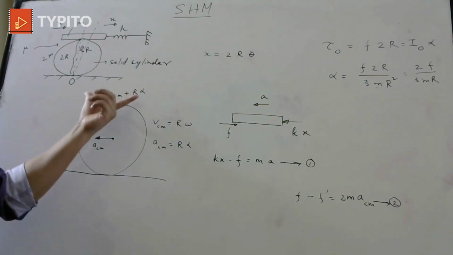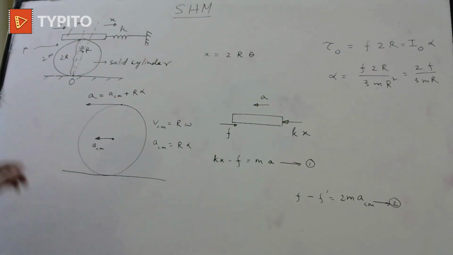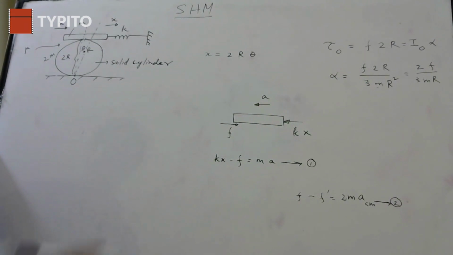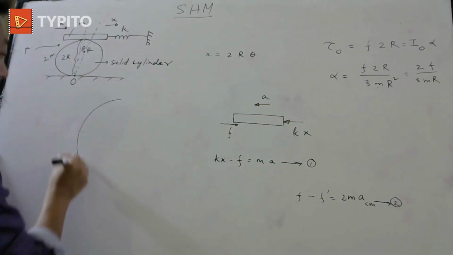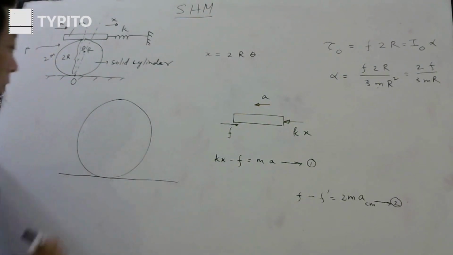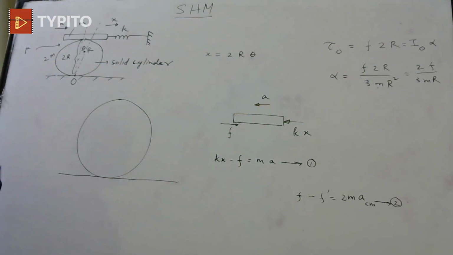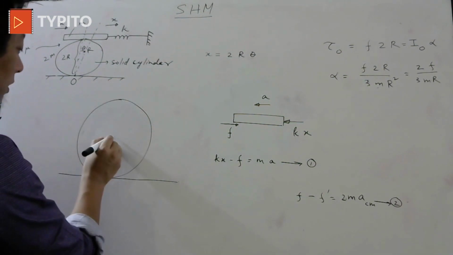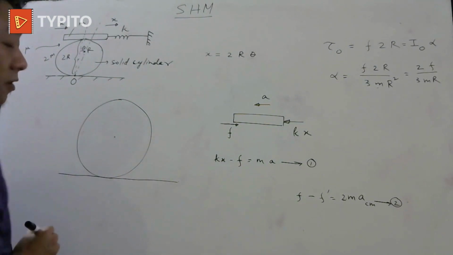How do I get this? Okay, if you are not clear regarding this, then you have to slightly go back to the concepts of system of particles. See, rolling is basically a combination of translation and rotation about center of mass.